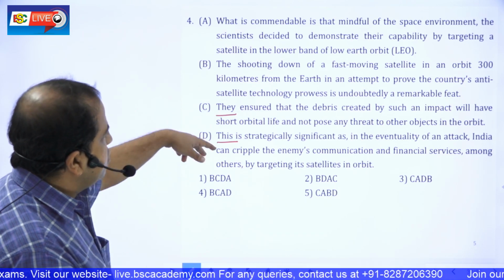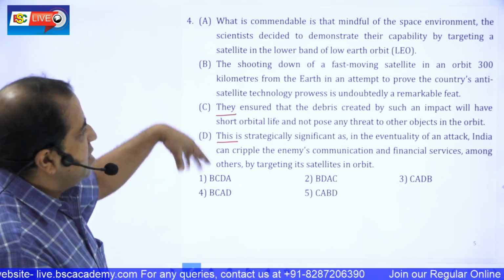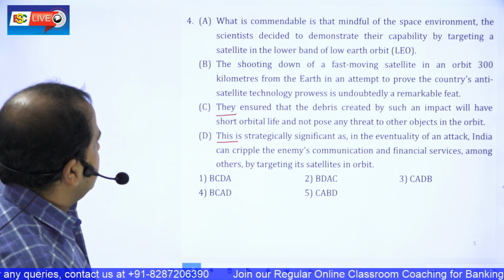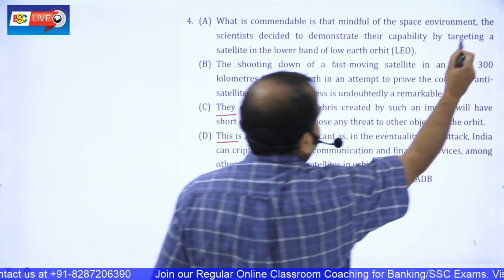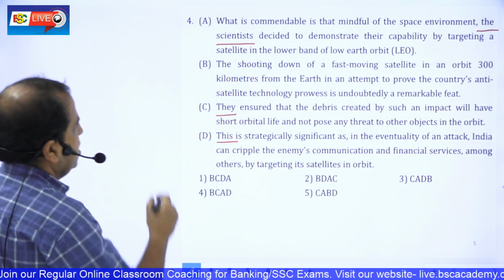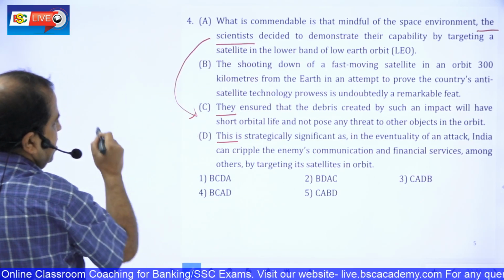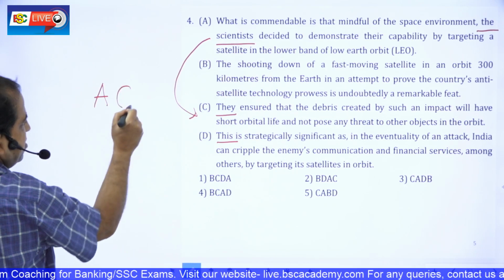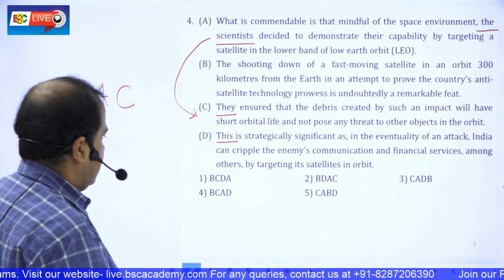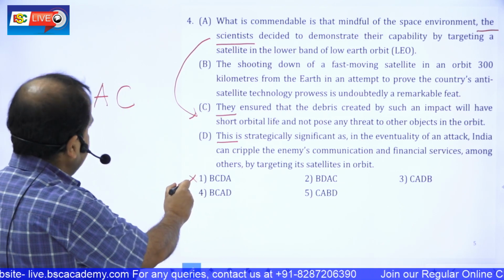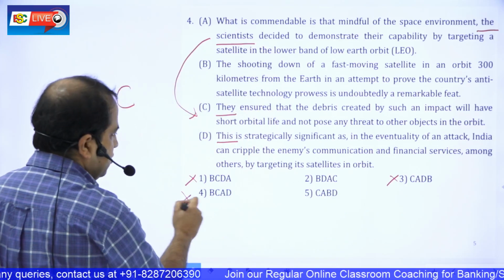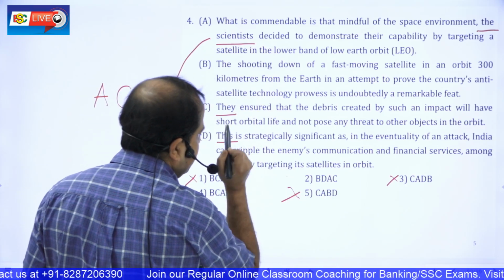Now, they ensured, अब इसमें अगर आप देखें तो किन लोगों की बात हो रही है. कहीं पे साइंटिस्ट वर्ड दिखाई पड़ रहा था. द साइंटिस्ट. इसका मतलब क्या है? द साइंटिस्ट एंड दे. सो सी इज रेफरिंग टू ए. तो ए के बाद सी आएगा. सो दिस गोज अवे. ए सी. दिस गोज अवे. This goes away. This is the only option that you have left is BDAC.